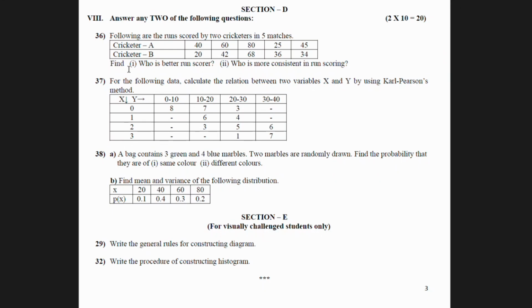Now let us look at the questions one by one. The first one is 36th question. The following are the runs scored by 2 cricketers in 5 matches. Okay, so cricketer A and cricketer B. 2 questions are being asked here. Who is the better run scorer and who is more consistent in run scoring? Okay, so these 2 questions carry 1 mark each and this entire problem carries 8 marks. So this is how your 10 marks are divided. Now let us look at how to solve the problem.